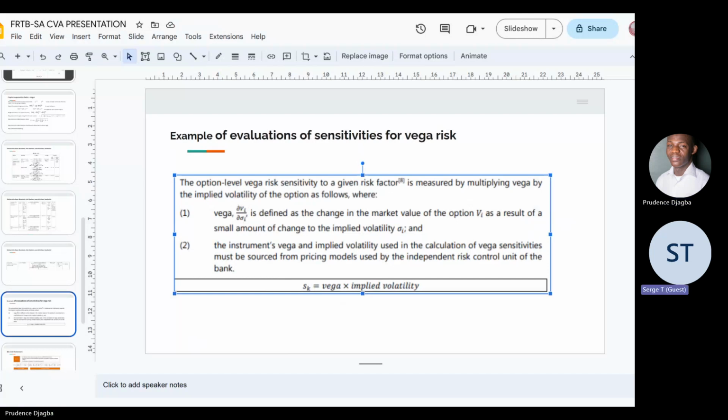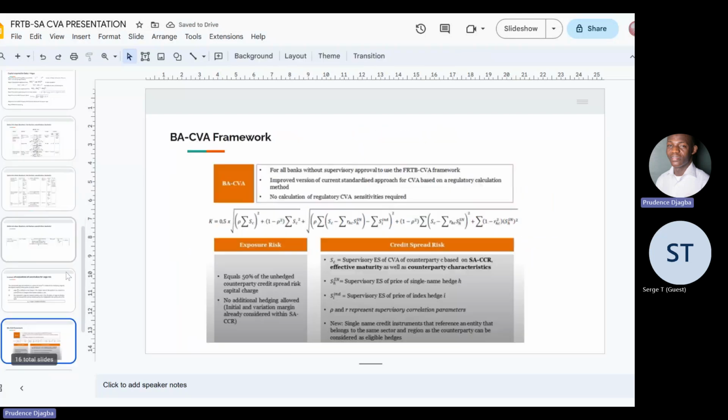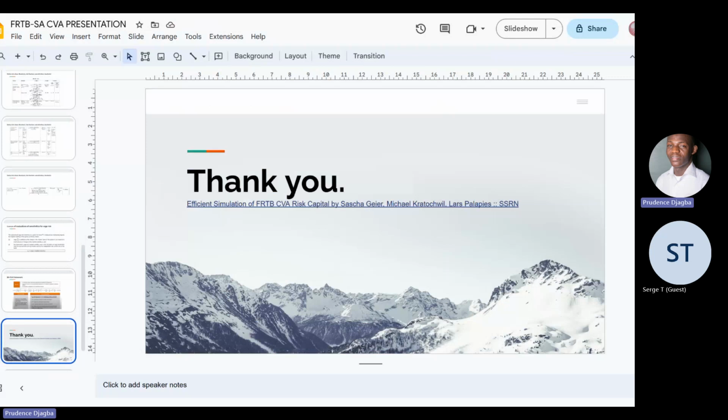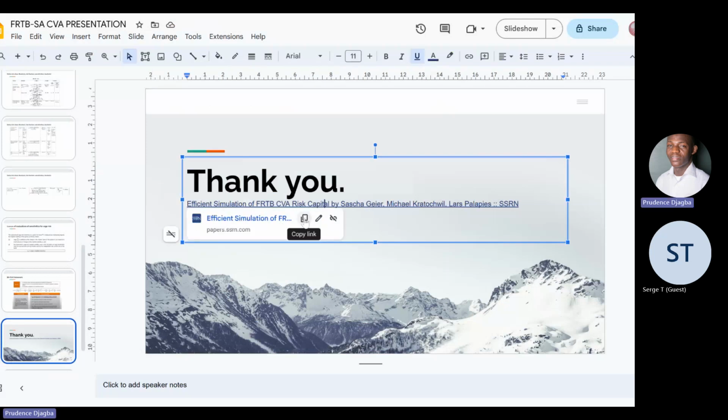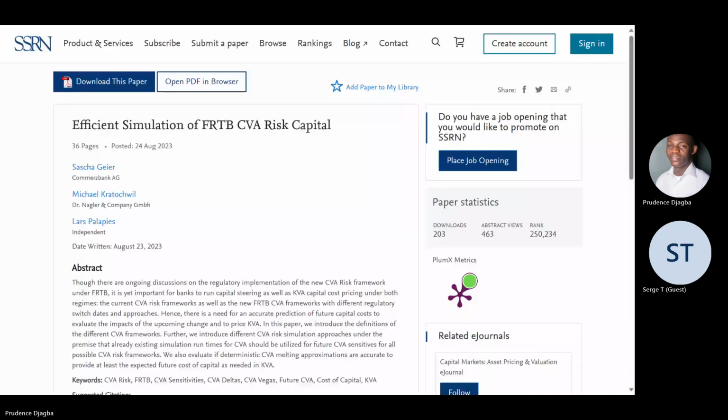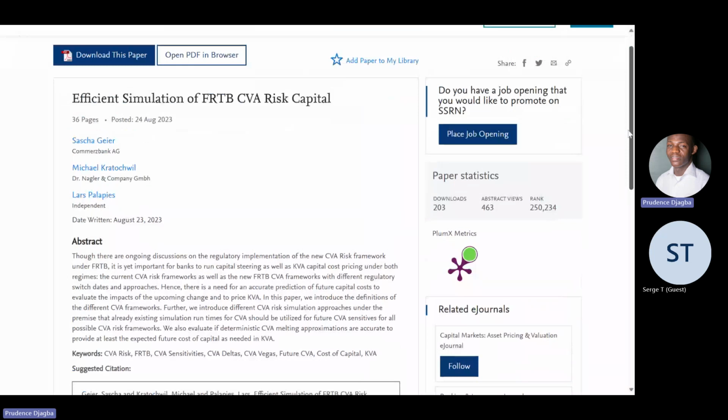Okay. Good work. And I saw something, a recent paper here, efficient simulation of FRTB-CVA risk capital. I don't know if you came across that paper before. No. It has been published very recently. Let me open it, or maybe I can share that. So that's the paper that I saw. It's very recent, and what they are doing there looks like an efficient simulation of FRTB CVA risk capital.